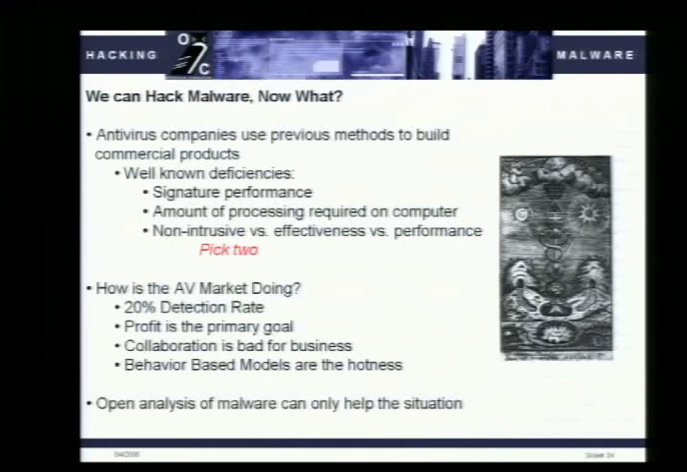This 20% detection rate wasn't 20% of all the malware that was detected. It was each AV company detected a different 20%. So if they combined, then they would get more, 60 to 80%. And again, the behavior-based models are the new hotness, but if you start doing that, then you get into more performance problems. So what we say is that open analysis of malware and open sharing can only help the situation.